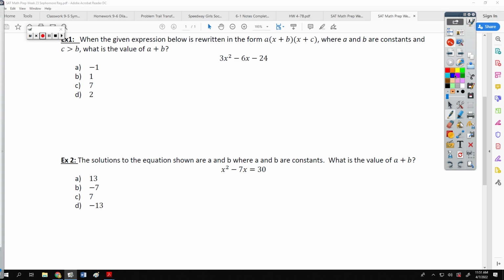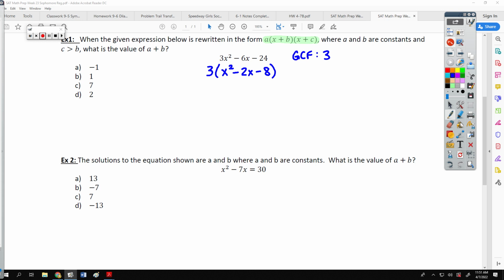The form that we're trying to put this into, A times (x plus B) times (x plus C), would indicate that this expression has a GCF, a greatest common factor. All three of these terms are divisible by 3. So our first step would be to factor out the 3, which would divide each term by 3, resulting in 3 times the quantity x squared minus 2x minus 8.